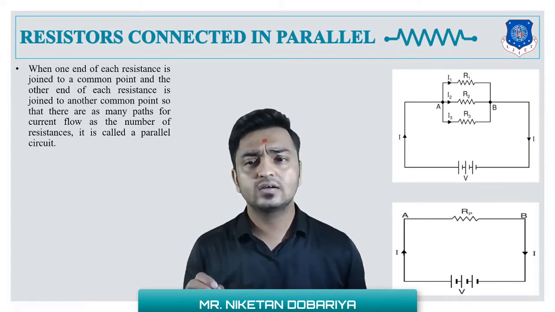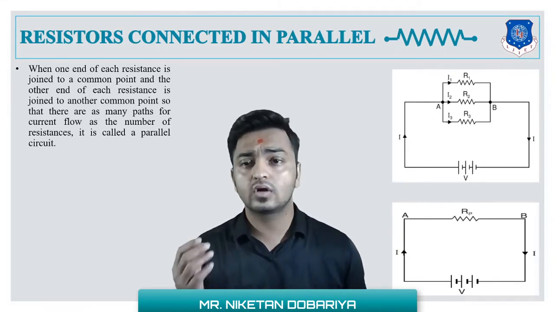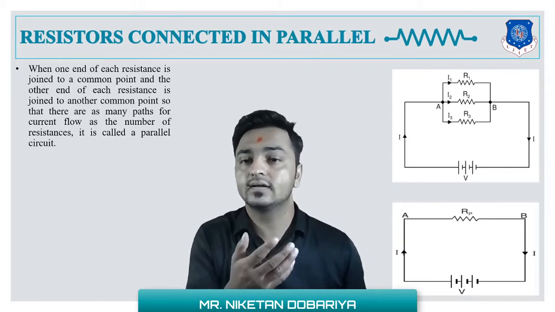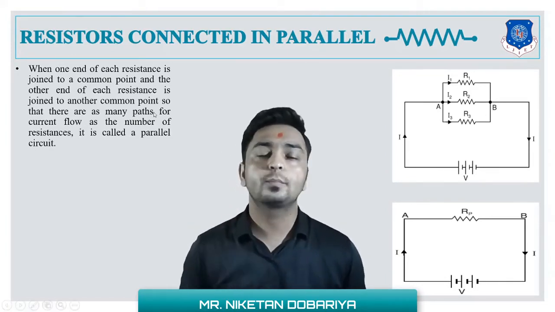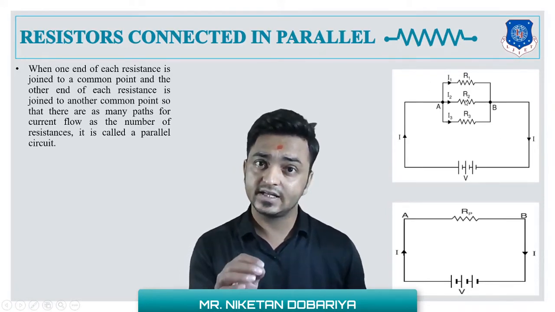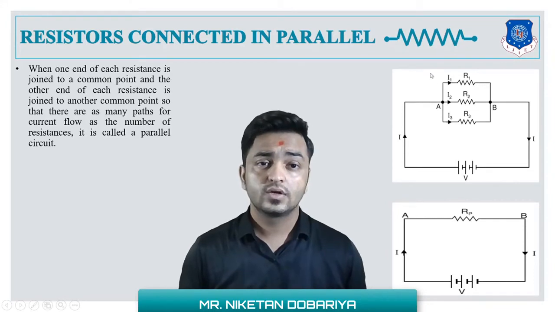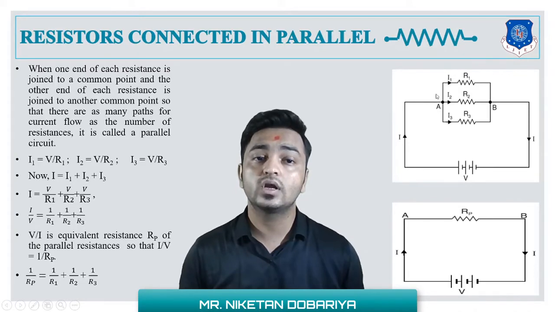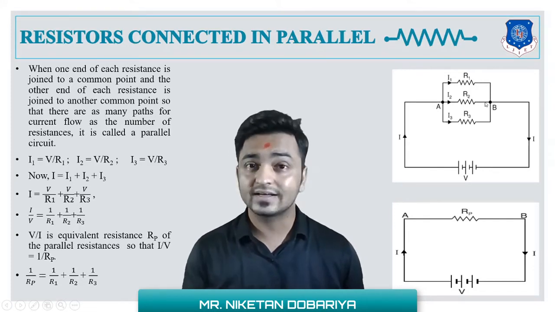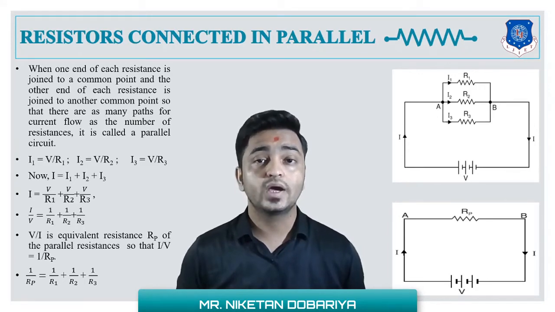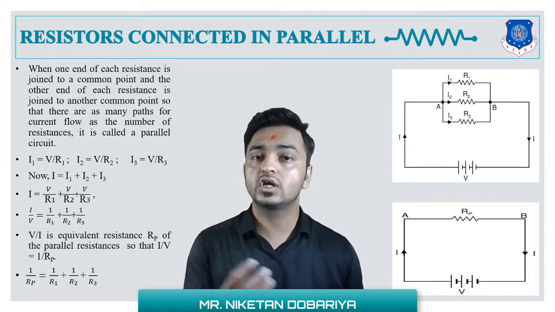So there are multiple paths for current to flow when a number of resistors are connected in parallel, and that connection is known as a parallel connection. Here R1, R2, R3 are connected in parallel. If we observe this connection, the first end of all three resistors is connected at one common point, A, and the second end of all three resistors is connected at a second common point, B. Because of that, we get three paths for current to flow.